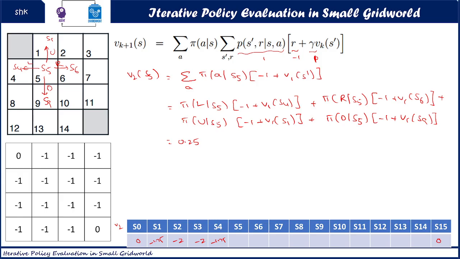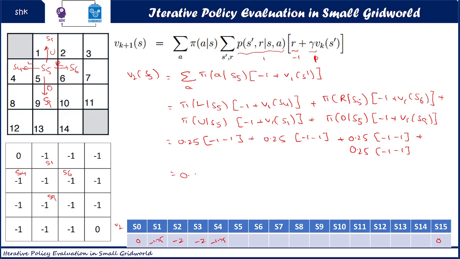Here we require V1 of S4. So V1 of S4 is minus 1 and V1 of S6 is required, that is minus 1. V1 of S1 is minus 1. V1 of S9 is minus 1. So substituting these values, we'll get 0.25 into minus 1 plus 0.25 into minus 1 plus 0.25 into minus 1 plus 0.25 into minus 1.